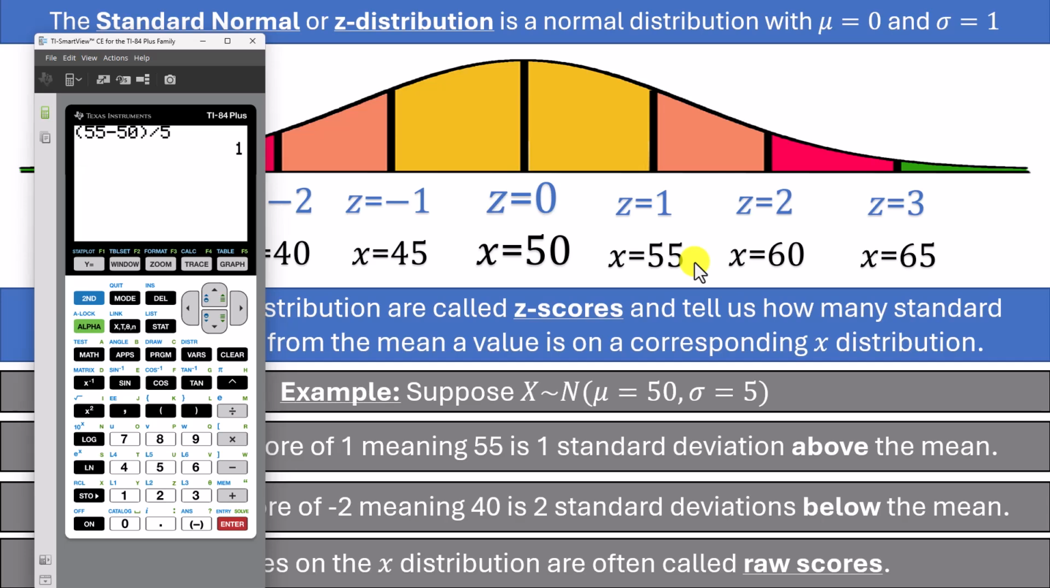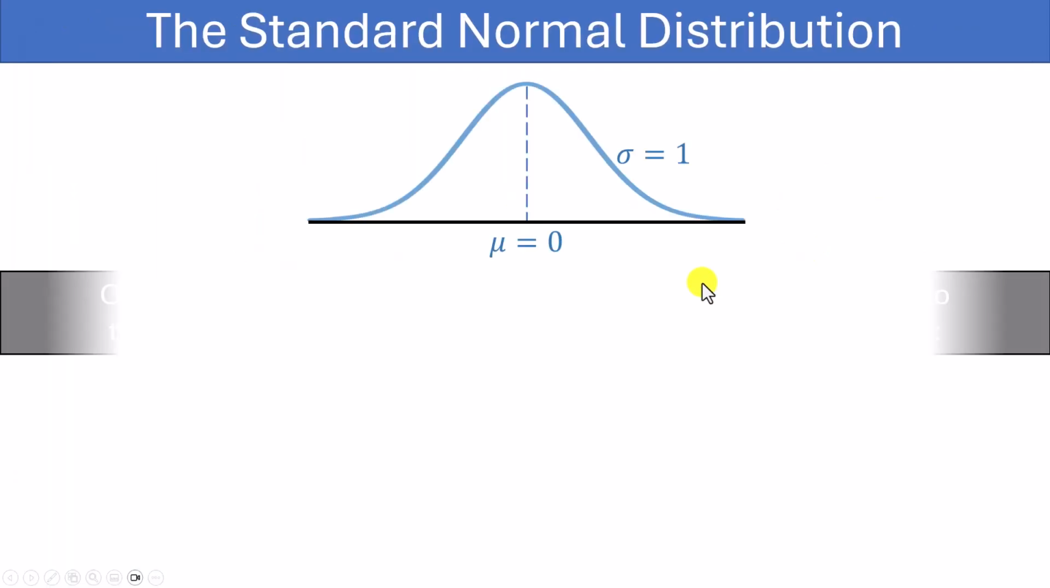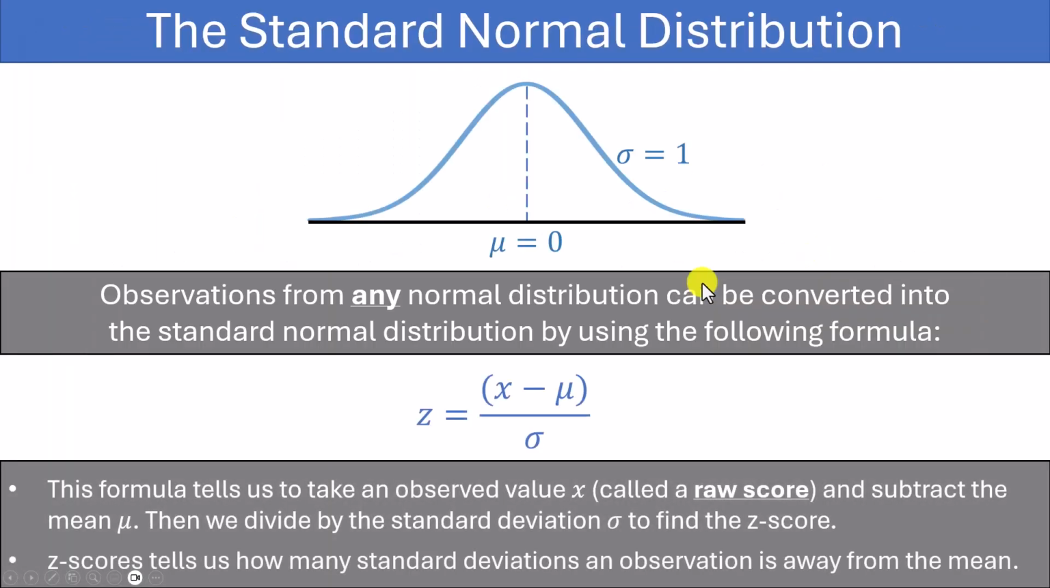But the convenient thing about this formula is it will work for any value. So I don't just have to use a value that's exactly some whole number of standard deviations away from the mean. I could use, for example, let's say 62.5. So I could take 62.5 and subtract the mean of 50 and divide by the standard deviation, which is 5. And that will tell me that 62.5 is 2.5 standard deviations above the mean. So in general, the Z-score formula can always be used to convert from a raw score into a Z-score.